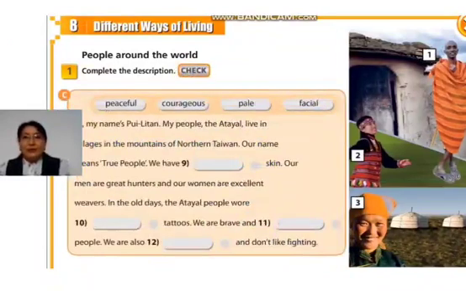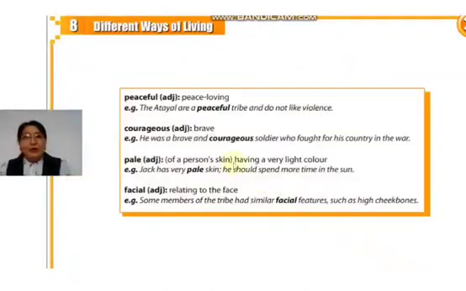Let's go to the third part of this exercise. Here we must complete the sentences with the words peaceful, courageous, pale, and facial. Now, let's learn the meaning of these words. Peaceful, peace-loving. For example, the Atayal are a peaceful tribe and don't like violence. Courageous, meaning brave. For example, he was a brave and courageous soldier who fought for his country in the war.